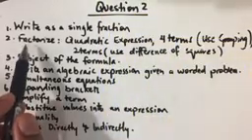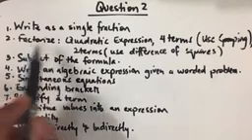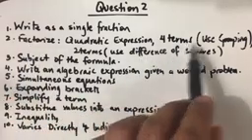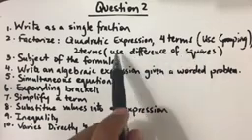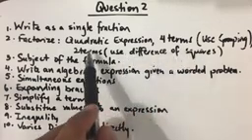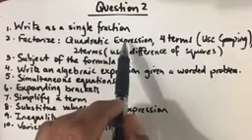Number 2, factorize a quadratic expression. 4 terms, we have to use grouping. 2 terms, almost all the time, we have to use difference of squares. So let's look at a quadratic expression.